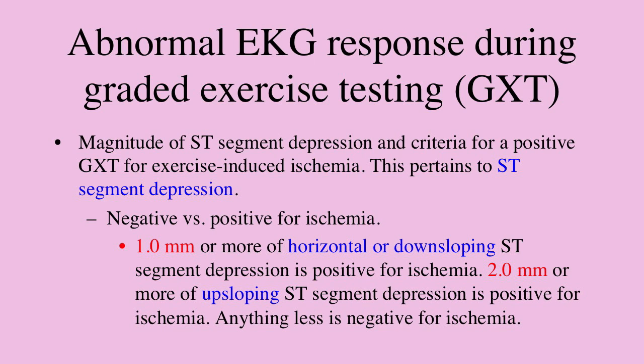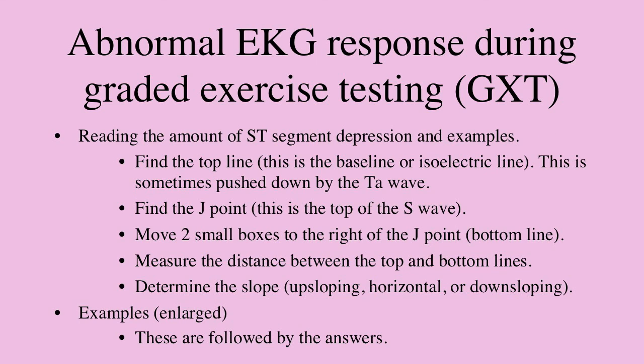I want to look at the next slide on how to read the exact amount of ST segment depression, and then look at some examples of this. So what you want to do is find the top line first. This is the baseline or the isoelectric line, and this can also be changed if there's a TA wave. This is one of the things that we said we would come back to. The TA wave would actually push the top line down a little bit, and we'll look at an example of that.